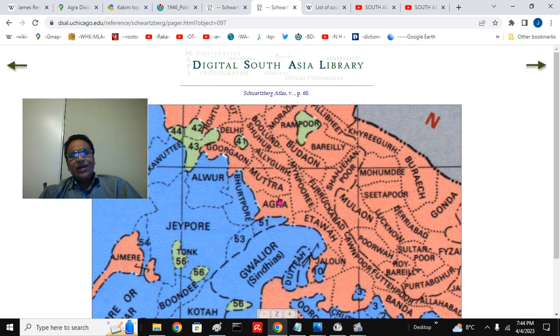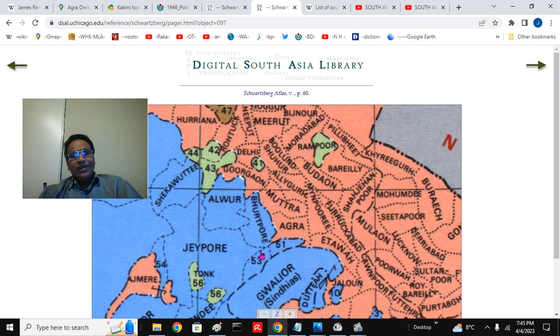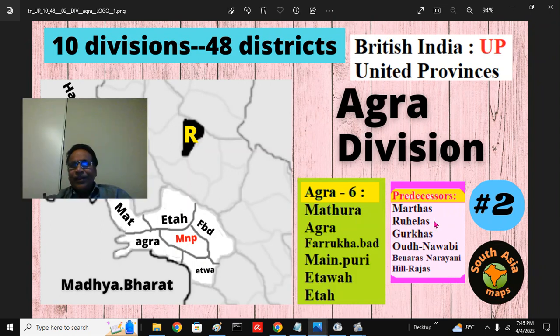So this is the Agra division we are talking about when the British started mapping of India. This is Agra, this is Mathura, Etawah and Mainpuri, Farrukhabad. You notice that the spellings may be different. That's how the British used to spell it, but that should not be a major factor. That's about part 2, the Agra division we are talking about.